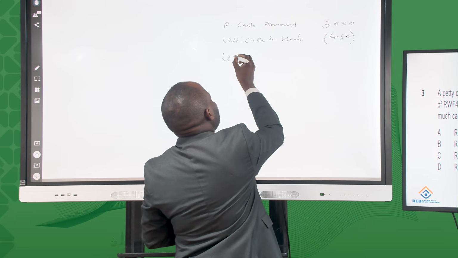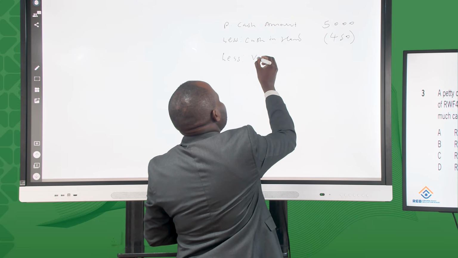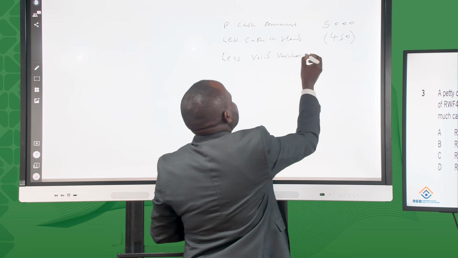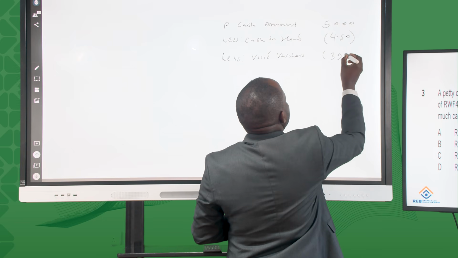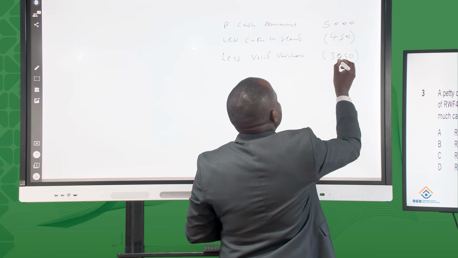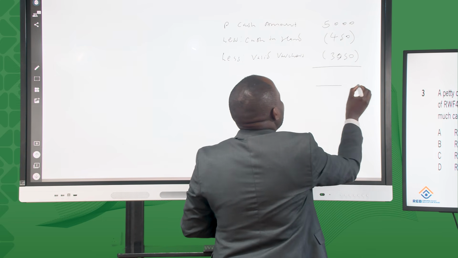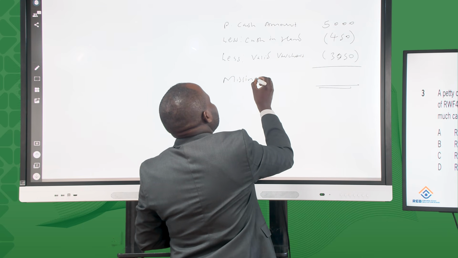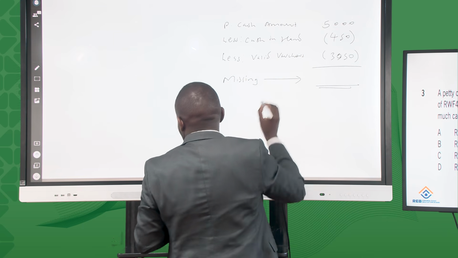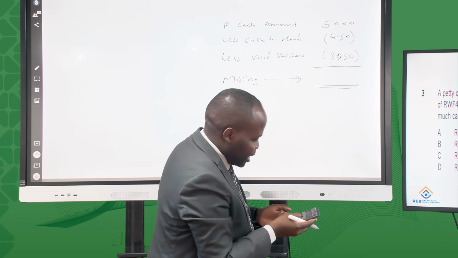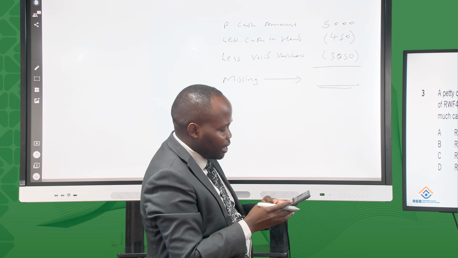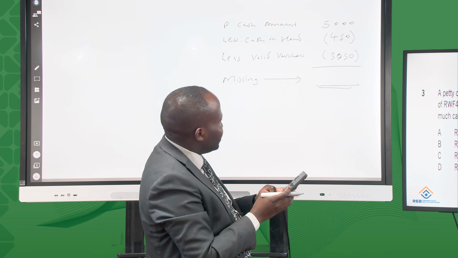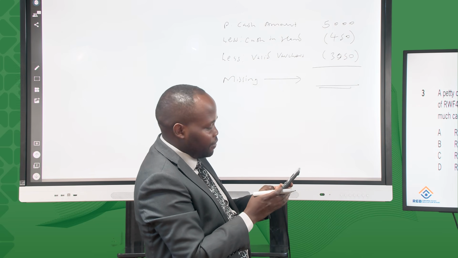So you remove valid vouchers, 3,950. So what is missing? What is missing is what has not been accounted for. And the auditors would have detected that 5,000 minus 450 minus 3,950.